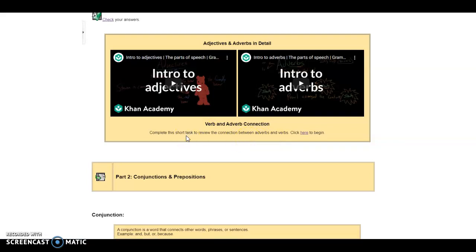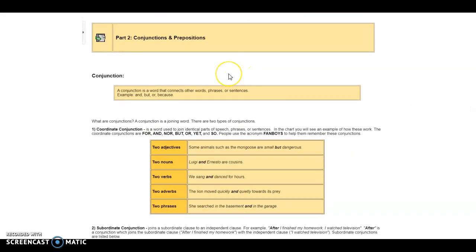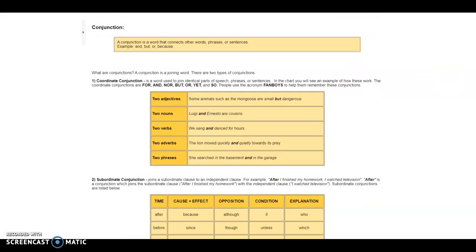Once you're comfortable with adverbs and adjectives, we can move on to Part 2, and this is going to be our final section on parts of speech, where we're going to be looking at conjunctions and prepositions. Adverbs and adjectives were 2 types of descriptive words, so they nicely go together in one lesson. Conjunctions and prepositions are both joining words, so they naturally go together in one lesson as well. A conjunction is a word that connects other words, phrases, or sentences.